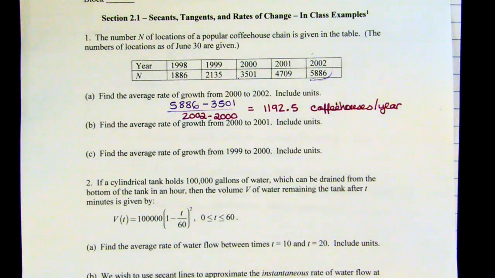Between 2000 and 2002, the number of coffee houses grew at a rate of approximately 1,192.5 coffee houses per year. That's my average rate of change over that 2-year span. You go try letter B and make sure you put units on your answer.